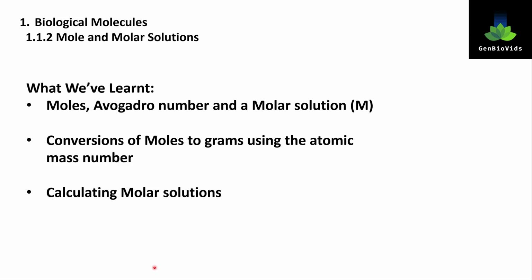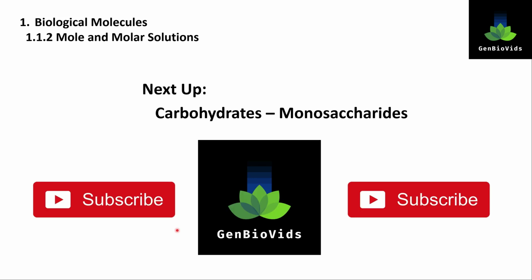Okay, so very briefly what we've learnt. We've learnt what moles and Avogadro's number are and what molar solutions are. We've learnt how to convert moles to grams using the atomic mass number. And we've also looked at how we can calculate molar solutions. So that's it for this topic. Next up we're going to talk about carbohydrates, and specifically a single monomer unit of sugar known as a monosaccharide.